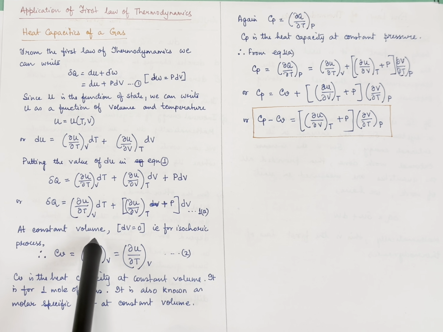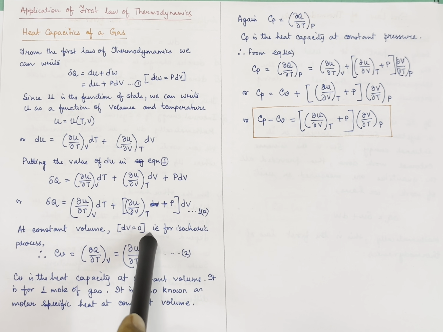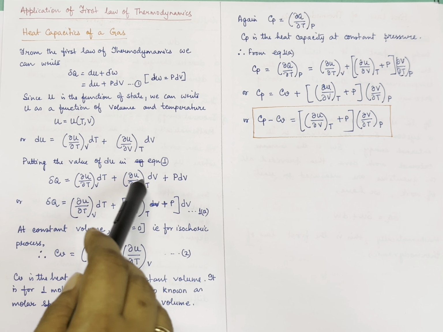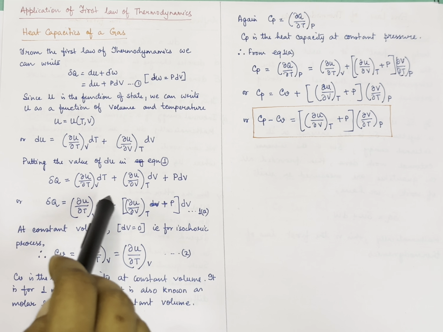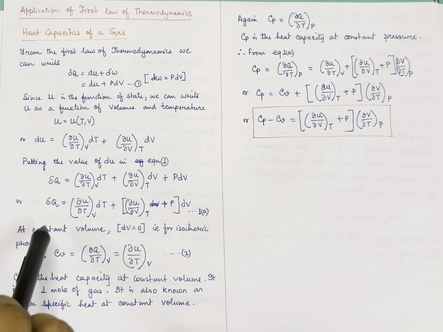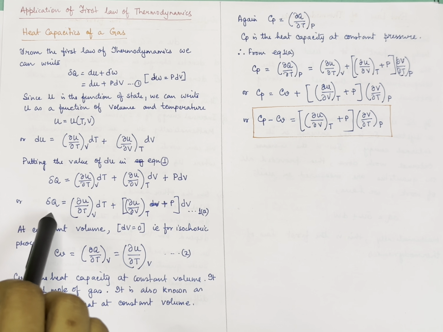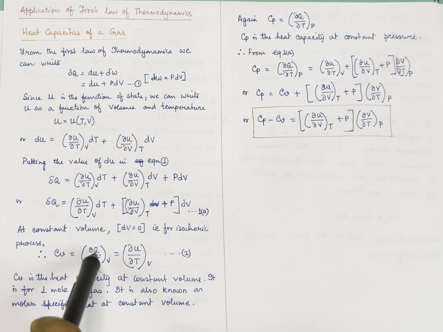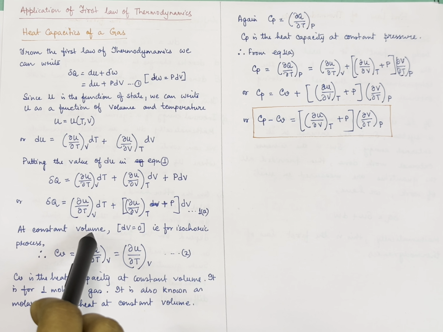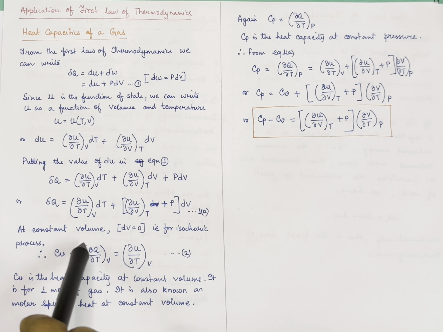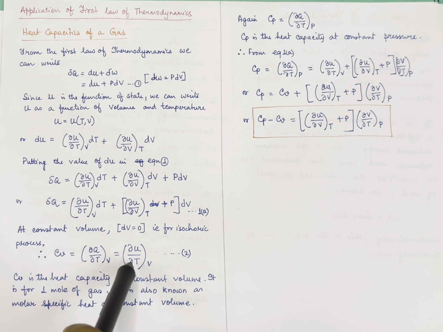Now at constant volume, the volume is not changing, that is, we are talking about the isochoric process. So in the isochoric process, dV = 0 since the volume is constant, so this part becomes 0. So we are left with δQ by dT. If we take the change of heat with respect to temperature at constant volume, this (∂Q/∂T)_V is basically the heat capacity at constant volume, which is given as (∂U/∂T)_V.